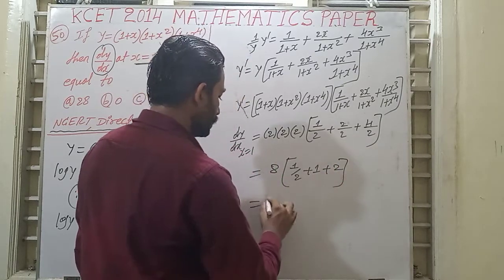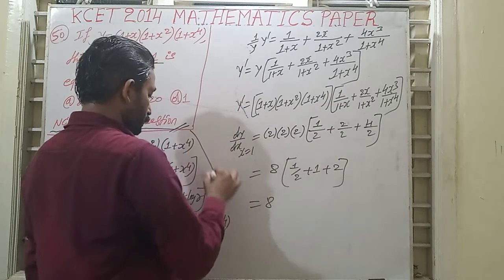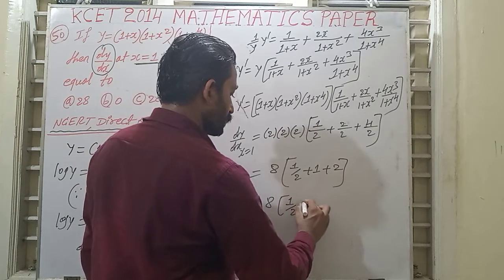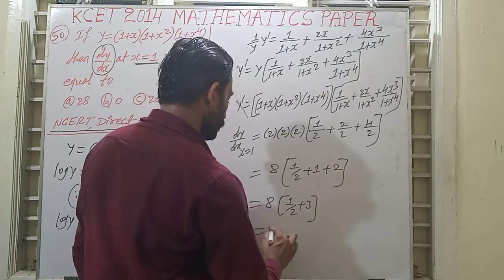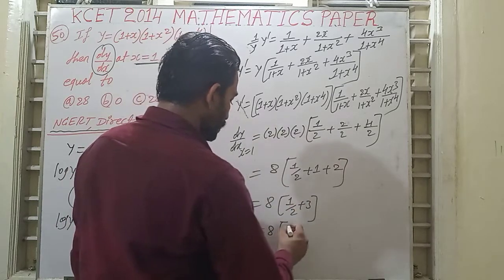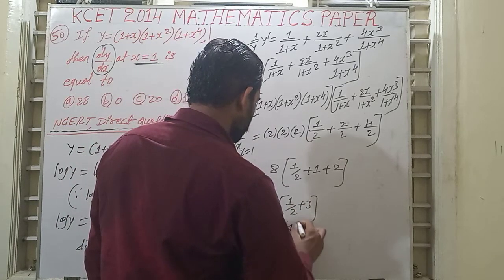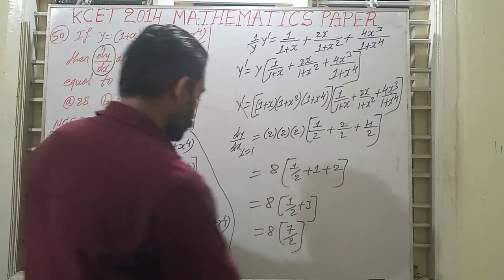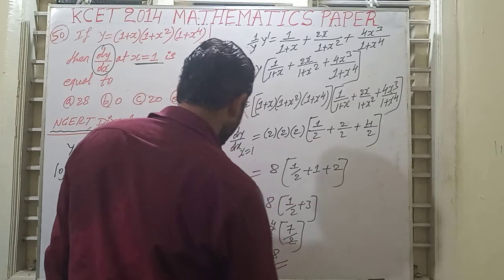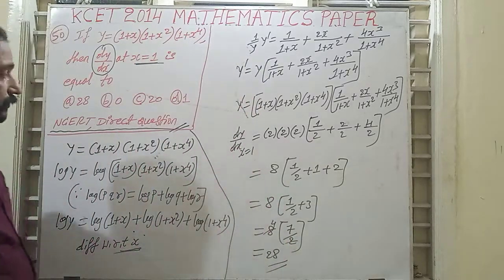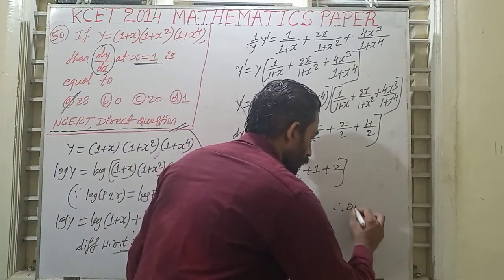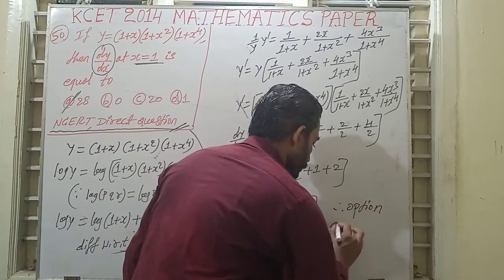So simplify this. Okay. 1 by 2 plus 2 plus 1, 3. 8 into 3 is 6, hmm, 8 into (1 by 2 plus 3) is 8 into 7 by 2. 7 by 2, so 2 4s are 8, 7 4s are 28. So good answer, 28. So therefore option A is correct.